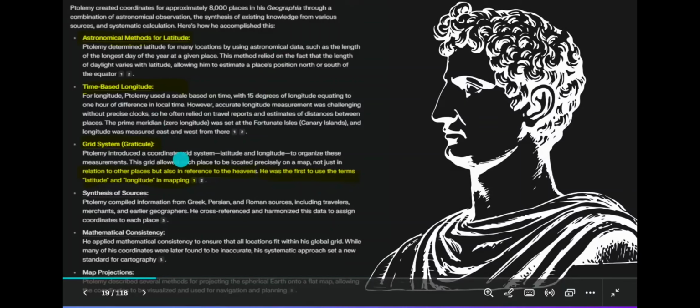So in doing so, he fathered the graticule, right? He introduced the grid system that used commonly, off say a prime meridian or whatever you want to call zero, to organize these measurements. And he would reference in other places to location to the heavens, right? So he's the first to use the terms latitude and longitude in mapping, which we'll definitely get to later. But of course, using the heavens to map the Earth, like that is what the graticule is doing. That is what the two-sphere model is doing.